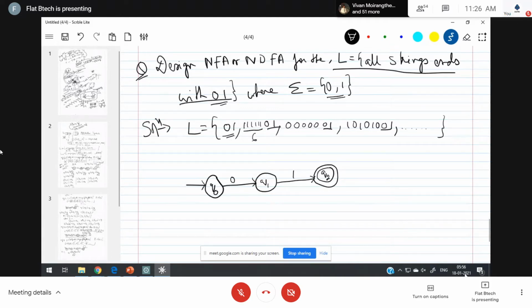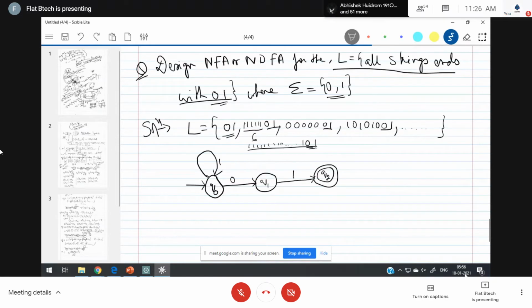Sometimes it may be 1, 1, 1, 1, n number of 1s. And then if it ends with 0, 1, that will also be accepted because it ends with 0, 1. Hence, I'm going to provide a self loop with label 1. So any number of 1s, maybe n number of 1s, n minus 1 number of 1s, or a single 1, whatever it may be, if it ends with 0, 1, it will be accepted by this machine.